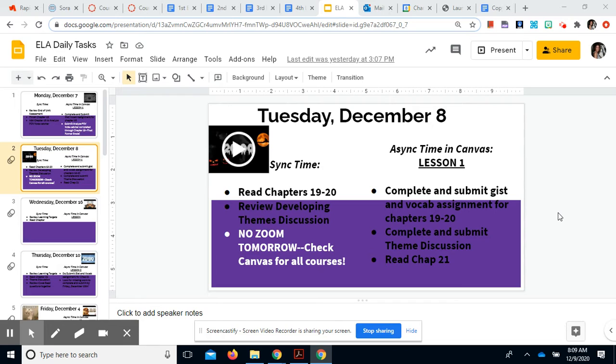We then also did a review developing themes discussion, and assignments were to complete and submit gist and vocab for chapters 19 and 20, 2 gists, 1 vocab sentence, complete and submit the theme discussion, and then moving on to chapter 21 on Thursday, since Wednesday is a half day and we'll be fully async.